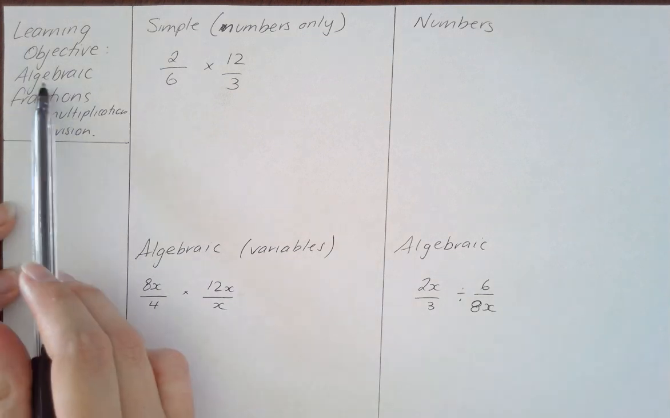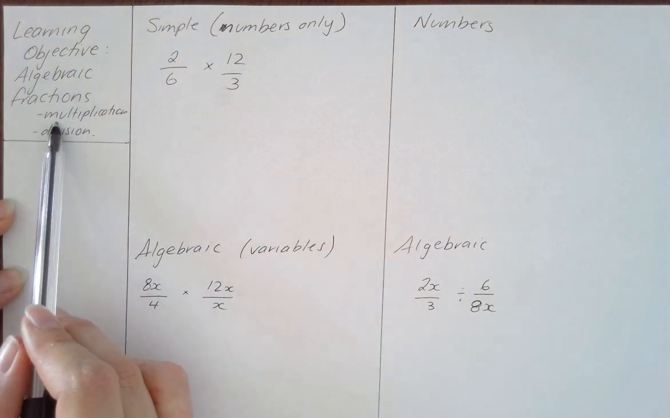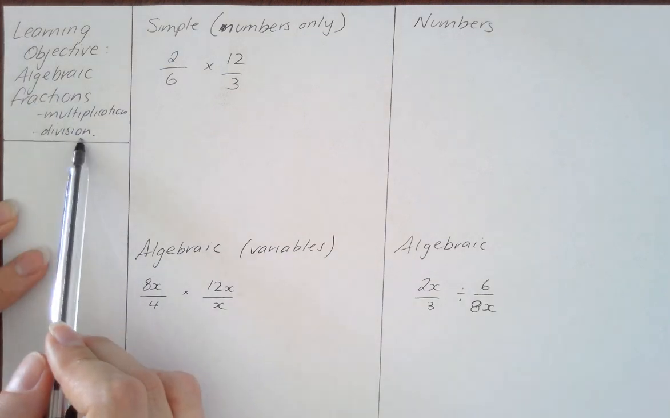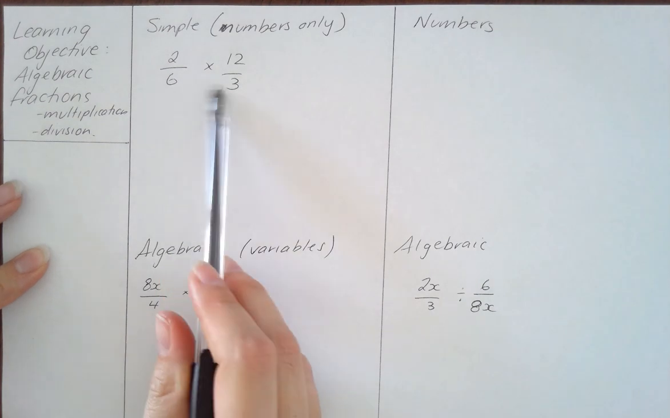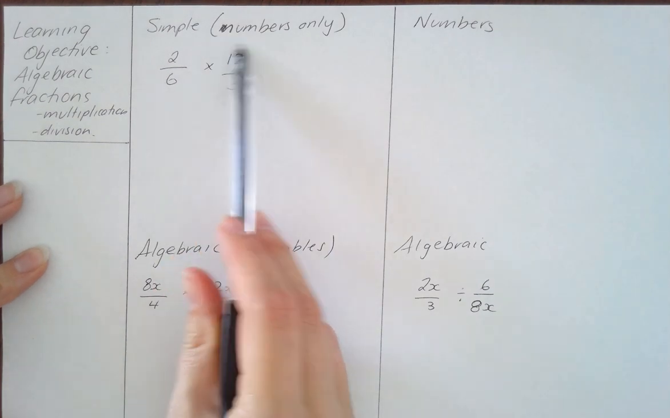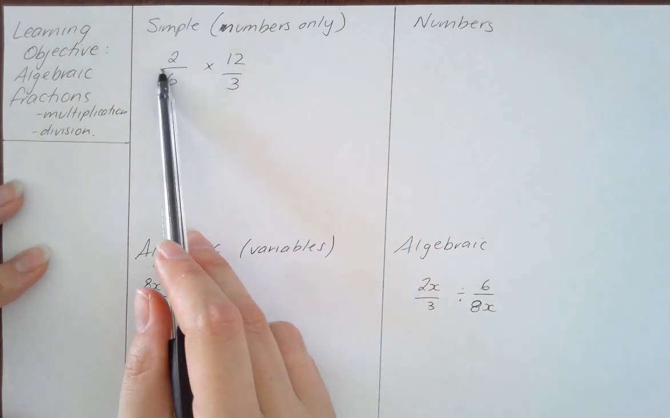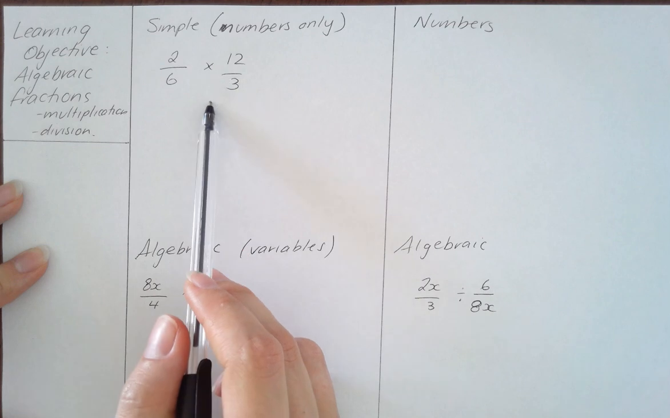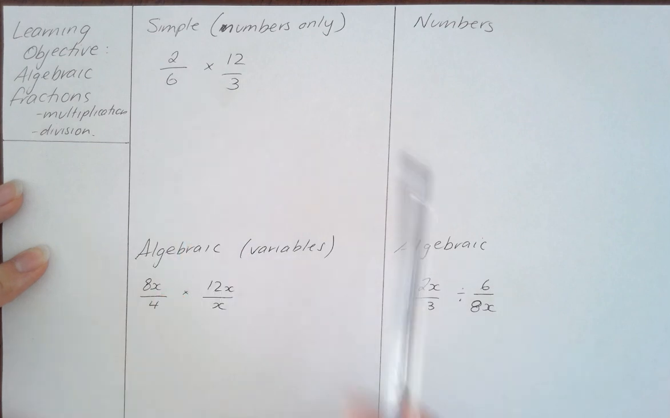Alright, in this lesson we're looking at algebraic fractions again, and we're looking at how to multiply and divide them. Nice and simply, any kind of fraction, we'll start really simple with numbers only. If we have just simple numbers in fractions, all we have to do to multiply them is nice and simple.